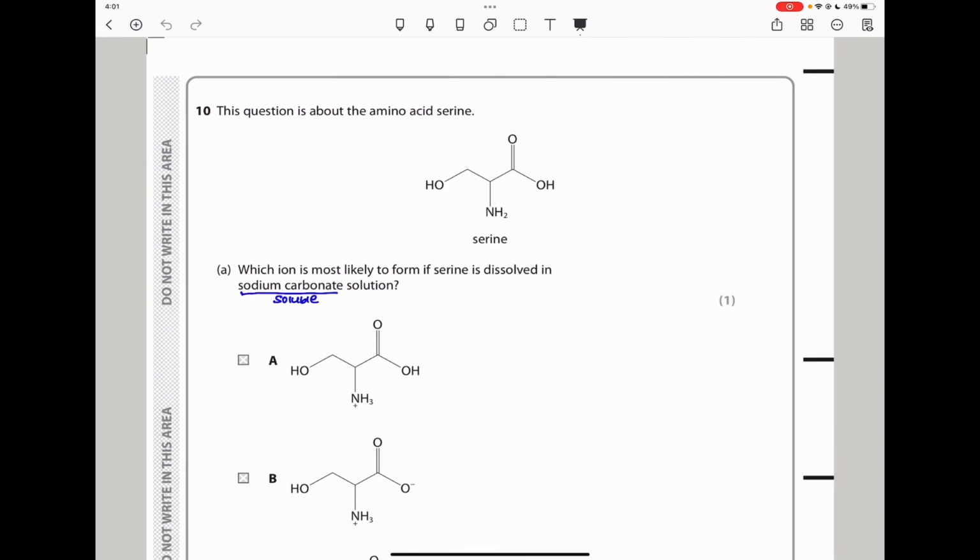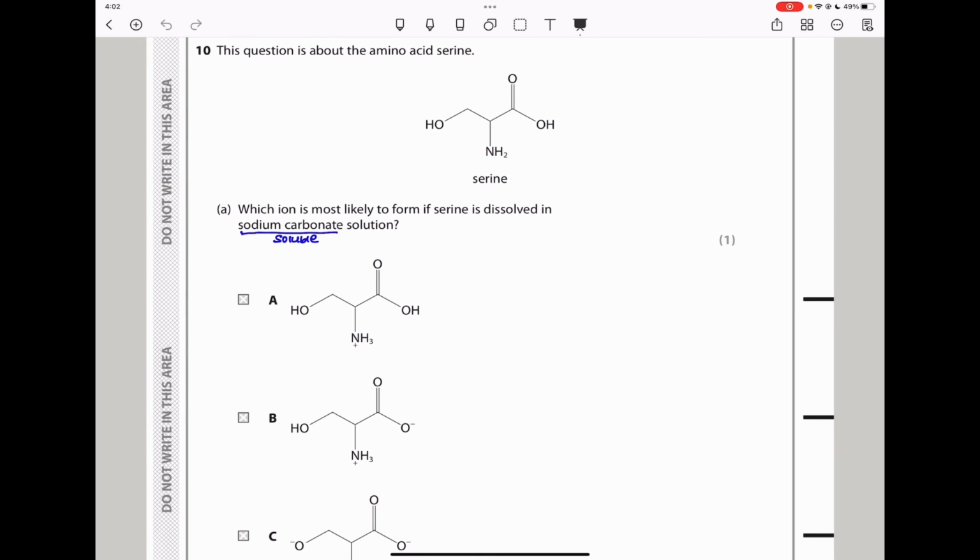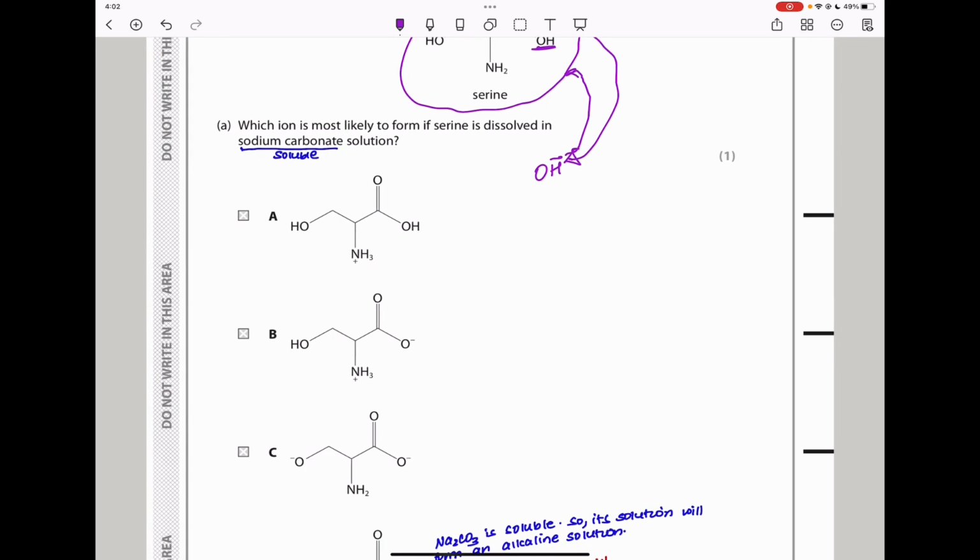Moving on to question 10, it says, this question is about the amino acid serine. So this is the amino acid they've given us here, and they ask, which ion is most likely to form if serine is dissolved in sodium carbonate solution? Remember, they have said dissolved in sodium carbonate solution. One thing we need to know about sodium carbonate is that it is soluble, and if there is water, it is going to produce an alkaline solution, meaning in there we're going to have OH minus. Now, if you put this amino acid in a condition that has OH minus, it means this acidic part is going to lose the hydrogen to the OH minus, producing water, and it will become a carboxylate.